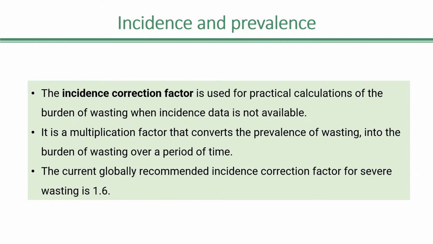The incidence correction factor is used for practical calculations of the burden of wasting when incidence data is not available. For example, nutrition programs needing to plan for wasting caseloads. It is a multiplication factor that converts the prevalence of wasting into the burden of wasting over a period of time. The current globally recommended incidence correction factor for severe wasting is 1.6.